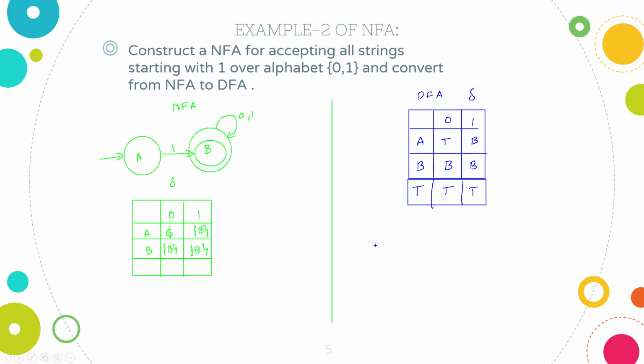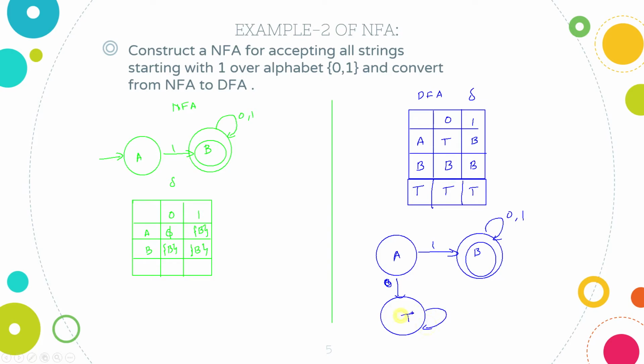Now what we'll do is we'll construct a DFA. So let's say we are in starting state A. You get 1. You go to state B. Okay. And the B is the final state. You get 0 or 1 in state B. You are still in state B itself. But if you get a 0, you go to state T. And in state T, no matter what you get, 0, 1, you are still in the trap state. Okay. So this is the second example of converting an NFA to DFA.